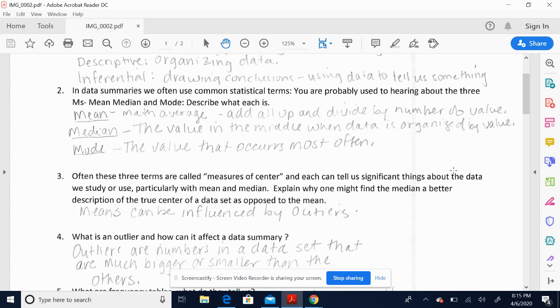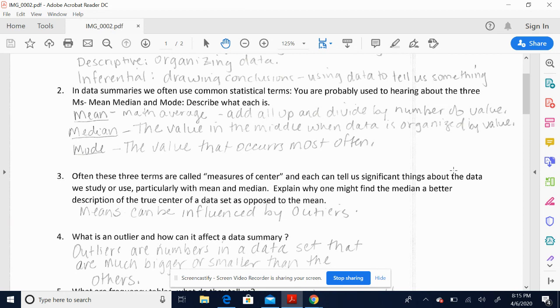A median, of course, if we hear the word median, we kind of think of the middle of the road. That makes sense because this represents the value in the middle when the data is organized by value. So if I have a list of 21 digits, if I put them in order, doesn't really matter if I go bottom to top or top to bottom, then that middle number is going to be the median, whatever winds up in the middle of the numbers.